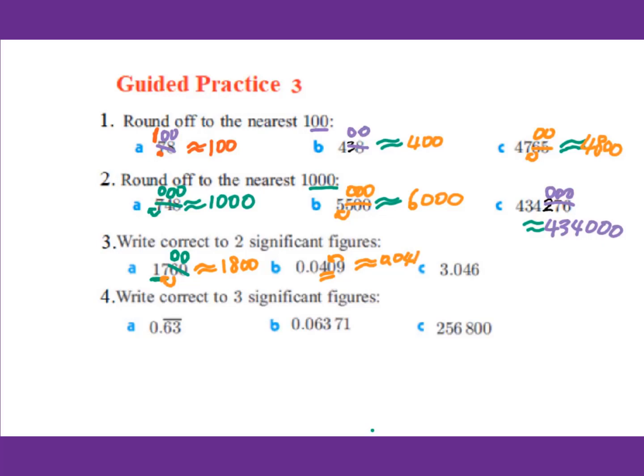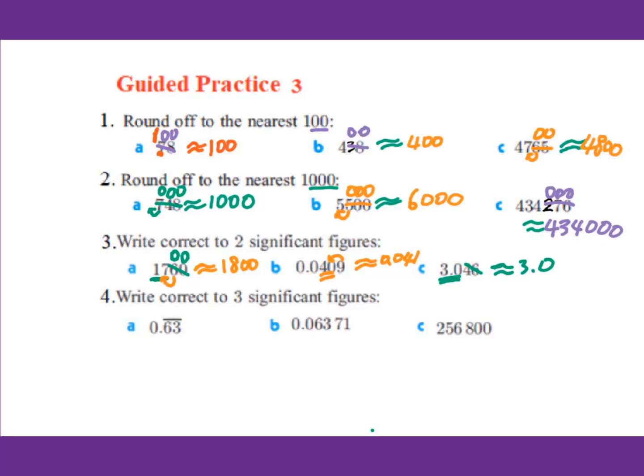Let's go to C. From the front, we need the first 2 significant figures. Cross out 4, 6. Since this 4 is less than 5, we just round down. Therefore, we have 3.0. Make sure that when you change into two significant figures, the value will be very close to the original.